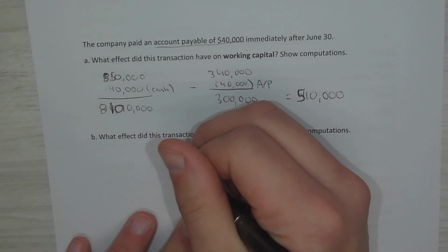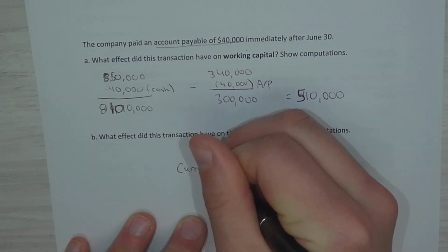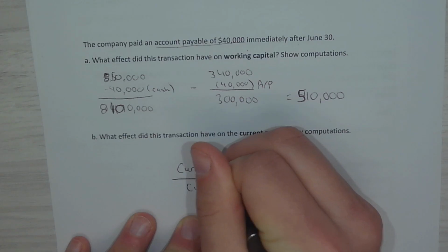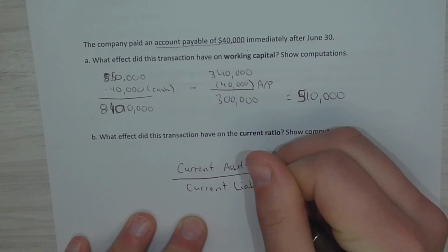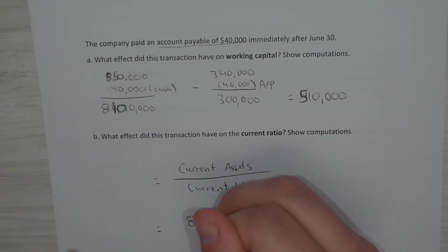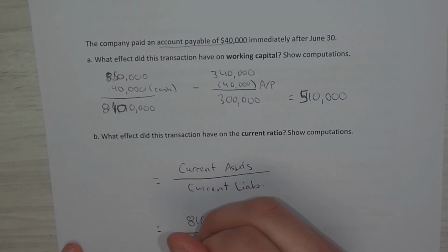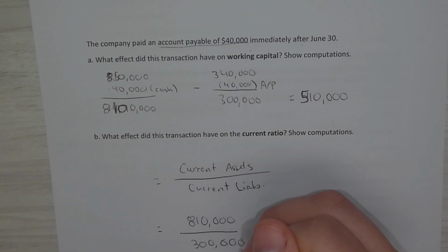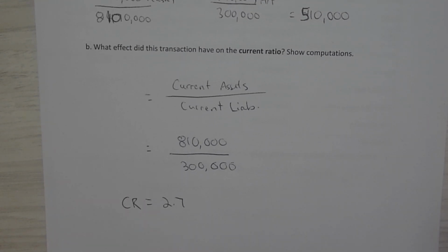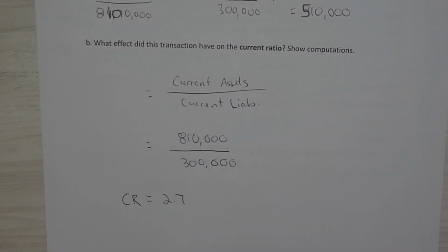But our current ratio, which is our current assets divided by our current liabilities, we'll go from 810,000 now, divided by 300,000. And now we have a current ratio of 2.7. And so our current ratio will change because it was previously 2.5.